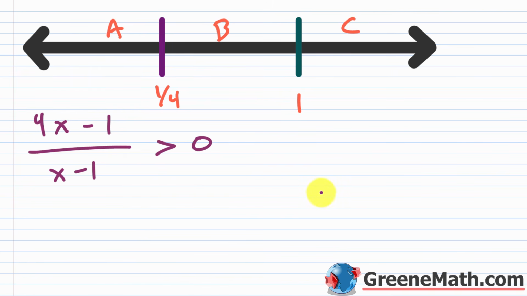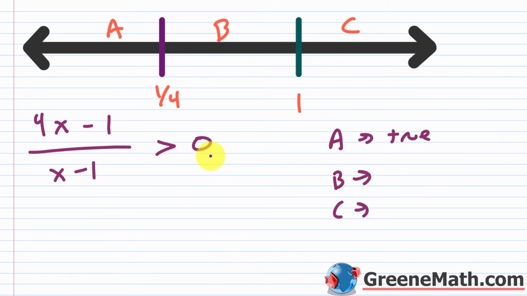Okay, so in A, you could pick 0. And again, you could just think about the sign. This is really easy. This would go away. You'd have negative 1, or just a negative, over this would be negative 1, or just a negative. And a negative divided by a negative is a positive. And a positive is always greater than 0. So for A, this is going to be true. Again, if you want to calculate the value, you can do that as well. This would be negative 1 over negative 1, which is 1. And 1 is greater than 0.